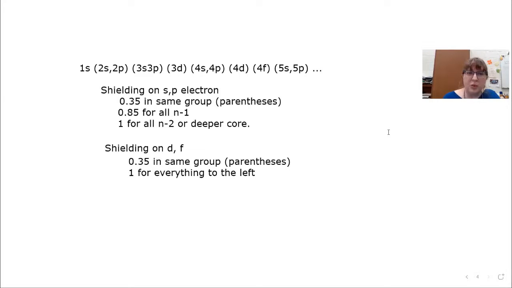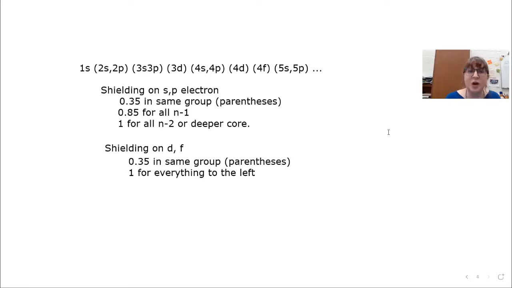We have these rules that we went through: 0.35 for the same group, and that means that it's in the parentheses with that particular electron. And then 0.85 for anything that has one less for the principal quantum number, and then 1 for anything that is further to the left on the line or deeper into the core.